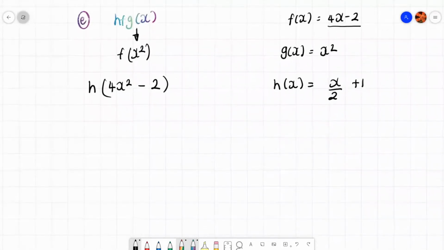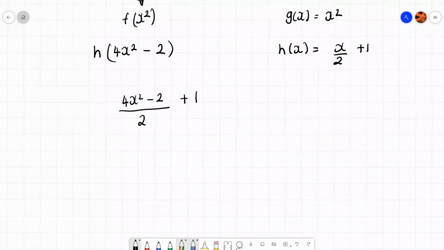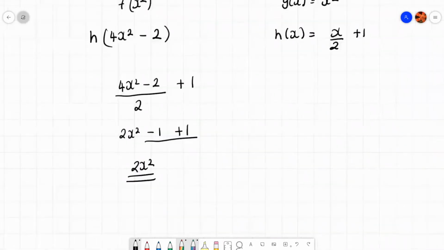Now, in h, where my x is, I've got to write 4x squared minus 2. So let's do that. 4x squared minus 2 divided by 2, add 1. Let's simplify this. Well, I can half this, can't I? That becomes 2x squared minus 1, add 1. Well, that cancels. I'm just left with 2x squared. Okay. So again, slightly tricky. Let's have a look at another question like this because it is quite difficult.